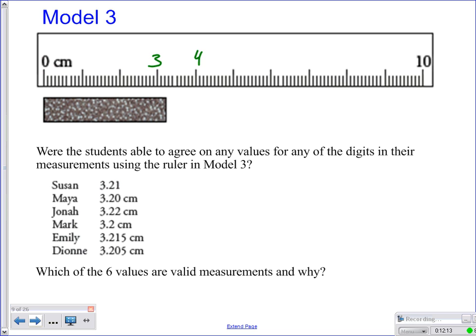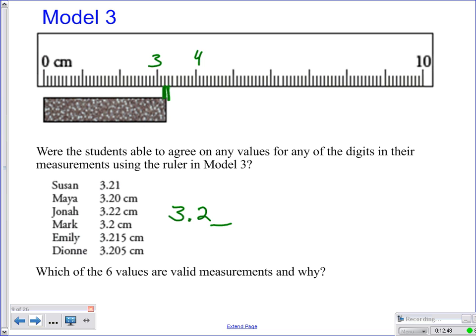And just jumping down to the question, we've got our 6 students. And it says, were they able to agree on any of the values? Again, they all agreed on that 3. It might be hard to see from where you're at, but here is the 3.2, and then this is a 3.3. So some might say, yeah, it's just 3.2. Some might say it's 3.2 something. But they are all able to agree on those 2 digits. Which of the 6 values are valid and which ones are not?